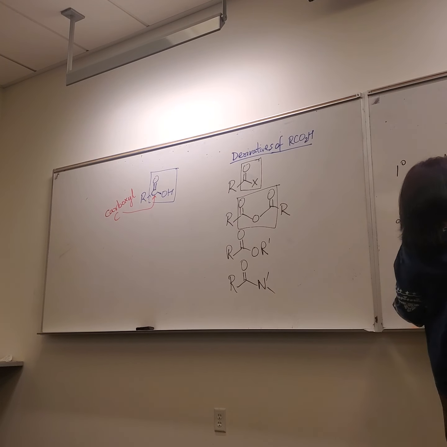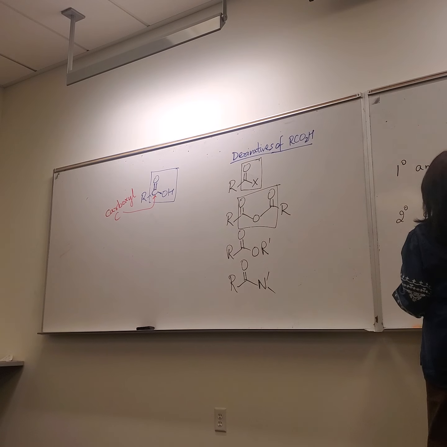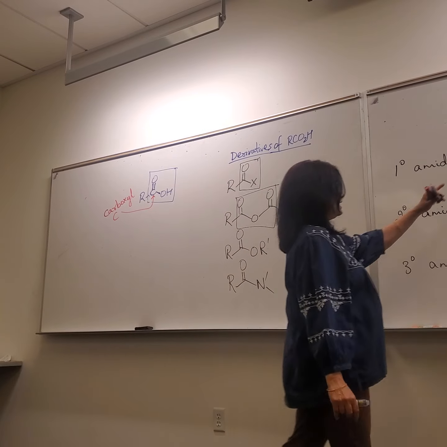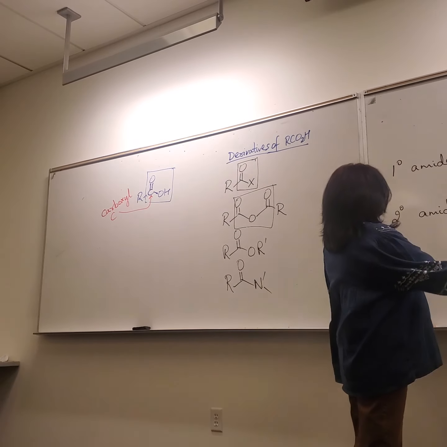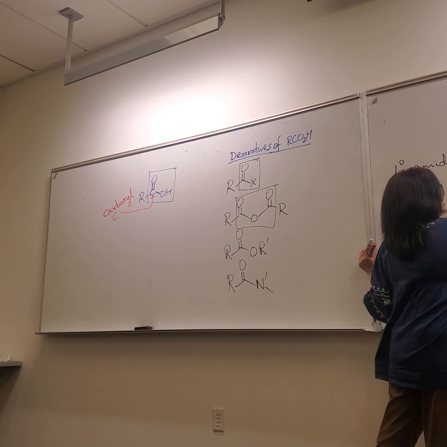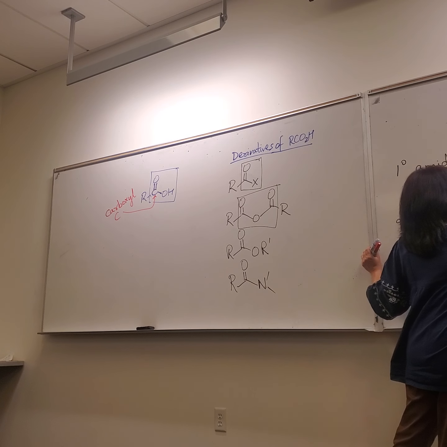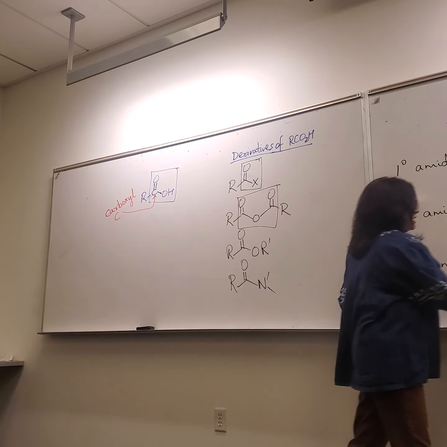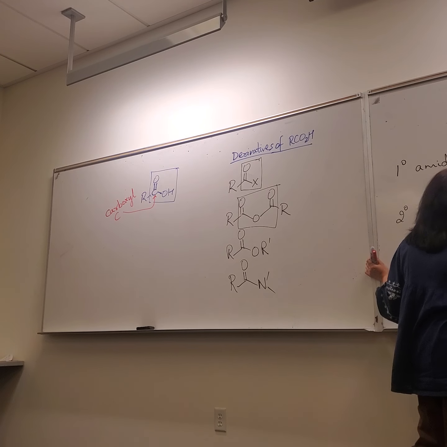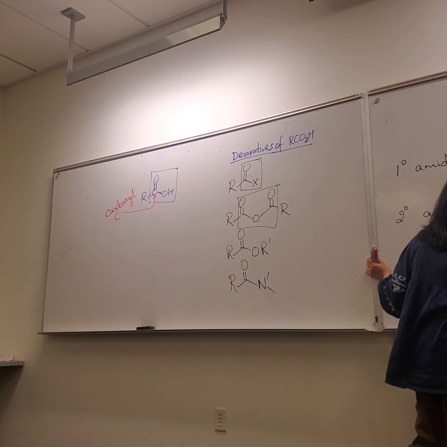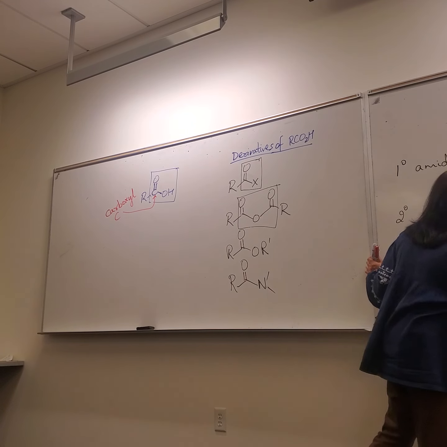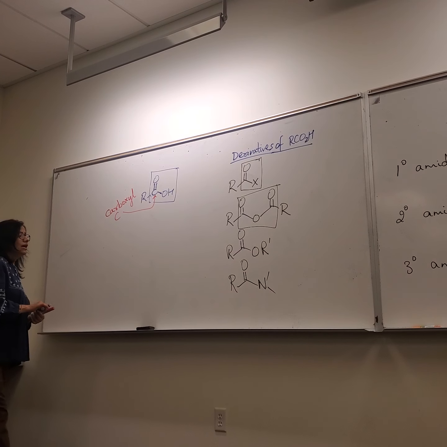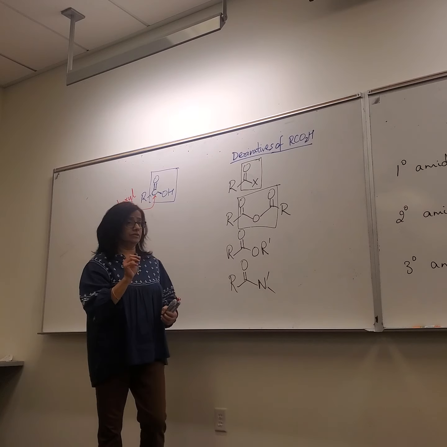What's on the nitrogen? Two hydrogens, just like primary amines. Primary amines is RNH2, two hydrogens on the nitrogen. Exactly the same for amides. What's the secondary amide then? How many hydrogens on the nitrogen? One, exactly like the secondary amine. What's a tertiary amide? No hydrogens on that nitrogen, just like a tertiary amine. Exactly. So amides can be primary, secondary, tertiary, depending on how many hydrogens are on the nitrogen.